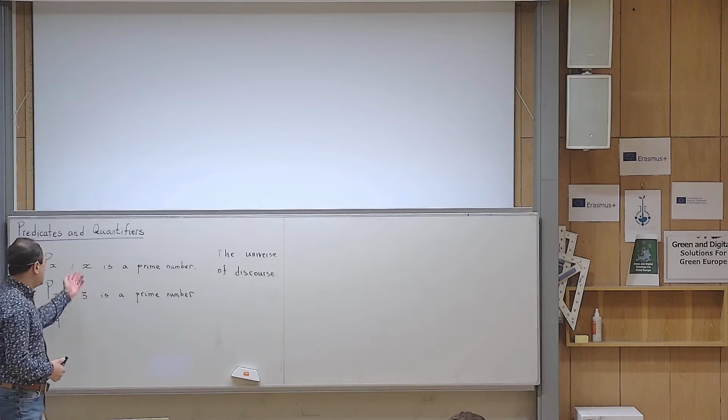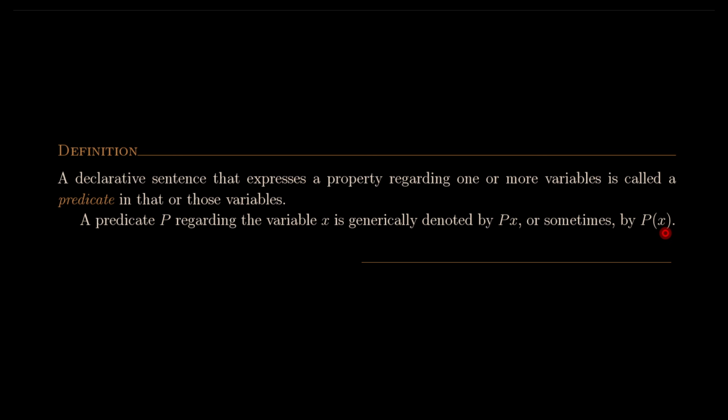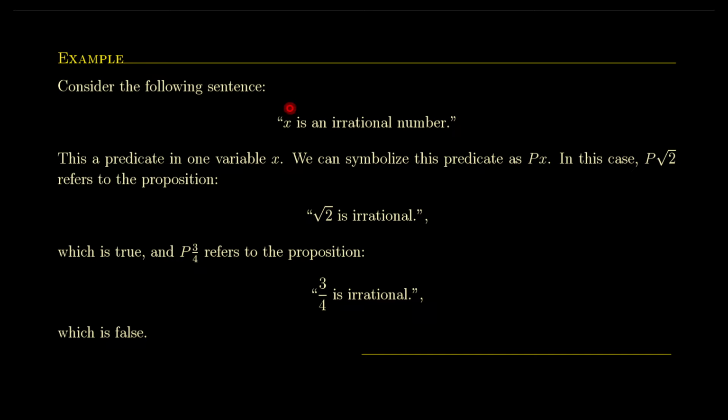But of course, I can have much more. I can have more than one variable here. So let us go back to the notes here. So for example, consider the following sentence. I have written this one. X is an irrational number. Okay, this is a declarative sentence. It is not a preposition yet because I see the variable x. There is no way for me to say if it is true or false.